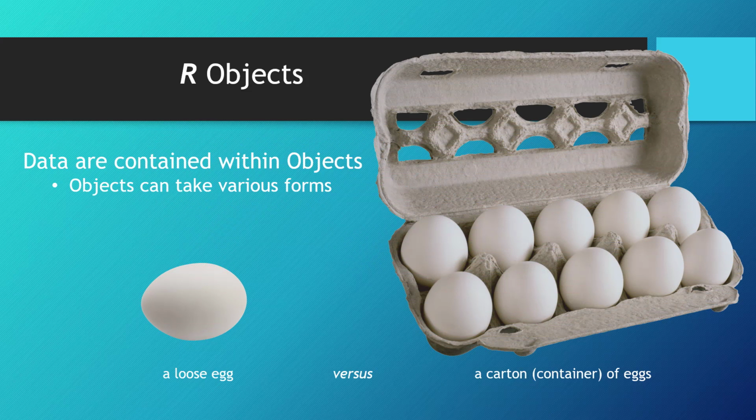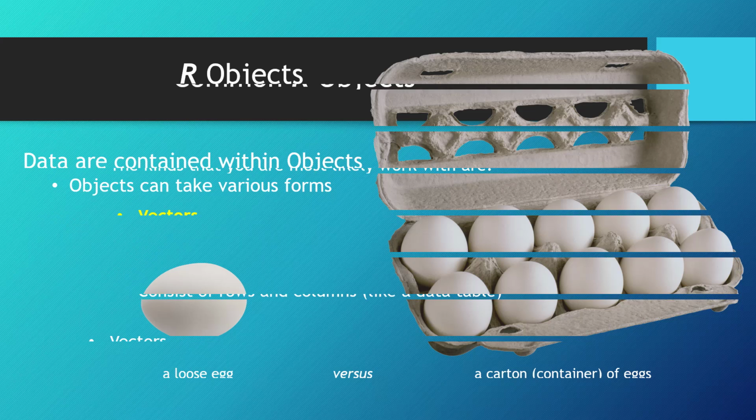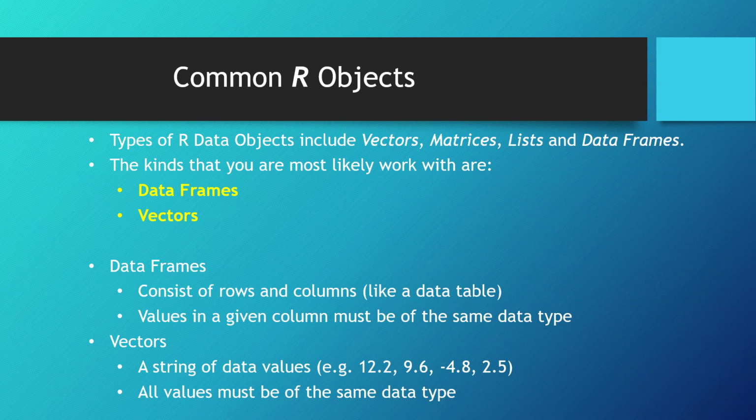In R, individual pieces of data are contained within what are called objects. In this picture, if we think of the egg as a piece of data, the egg carton containing a series of eggs would be the object. In this example, the object might be a 2x5 matrix. R objects can be vectors, matrices, lists, and data frames. I'm going to focus on the two kinds that I think you are most likely to encounter: data frames and vectors.